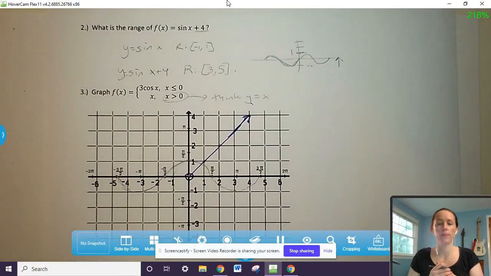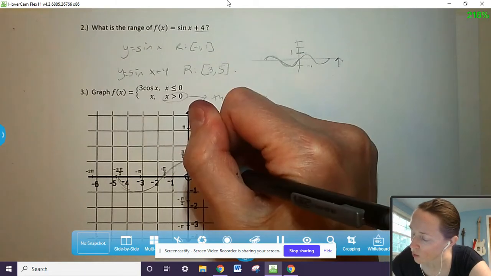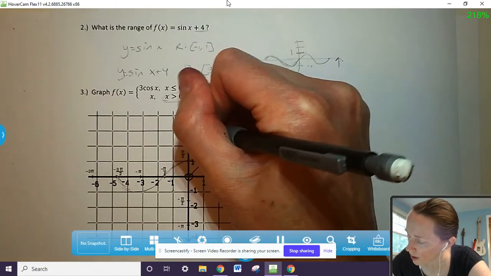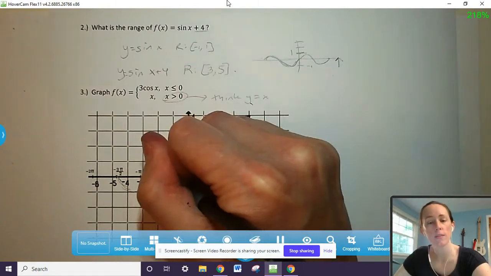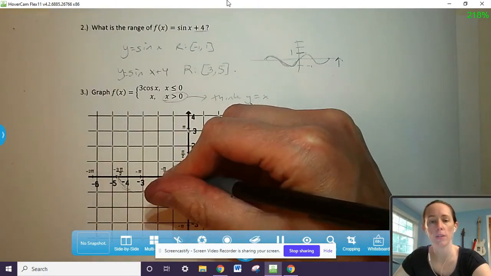So there's cosine. Now we want to do a vertical stretch to 3. So instead of having a y-intercept at 1, the y-intercept is going to be at 3. The x-intercepts will stay where they are because when you multiply 0 by 3, you still have 0.